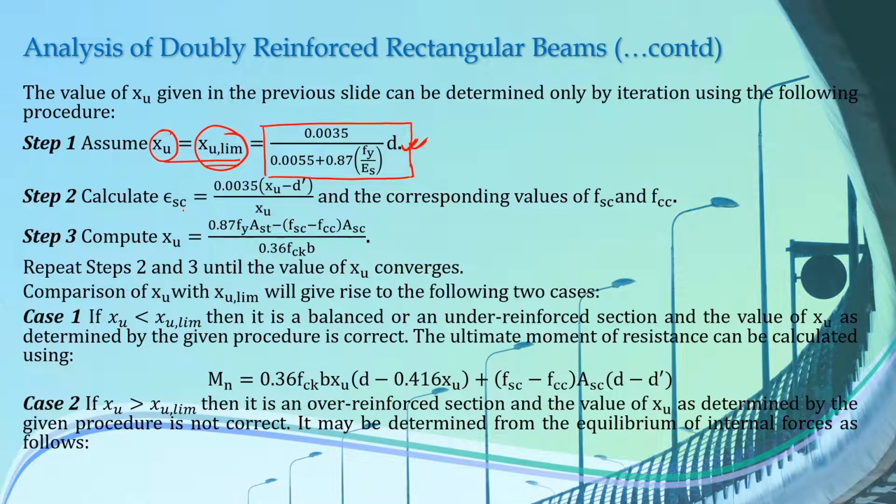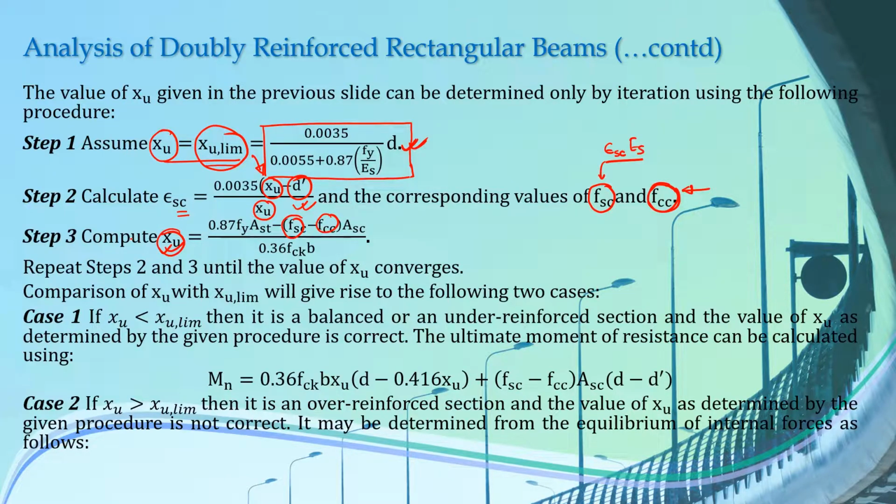Then calculate the strain in our compression steel by using this formula as we discussed before. Because we have assumed the value of XU as XU limiting here, use this value of XU from our step 1 and use the value of D dash from your assumption and calculate epsilon SC. After calculating epsilon SC, you can calculate FSC and FCC. FSC, as we discussed, is given by epsilon SC into ES, and then FCC is given by that big formula as we discussed in our previous slide. And finally, use those values of FSC and FCC in our third step to calculate the value of XU here.